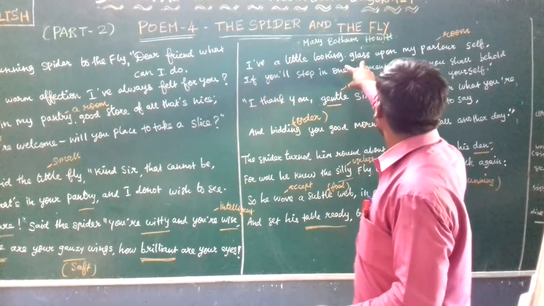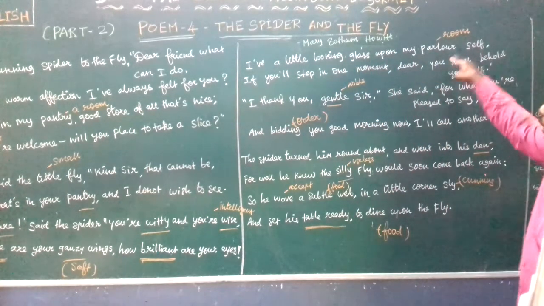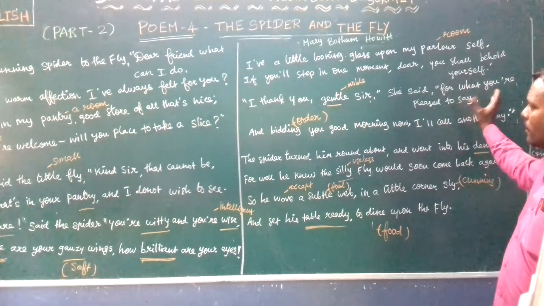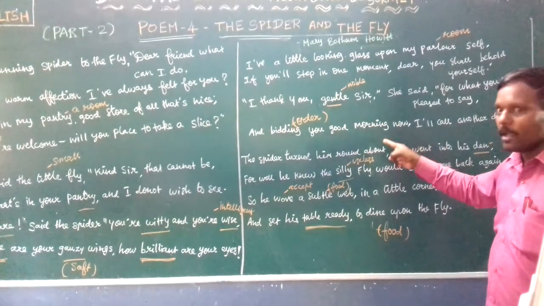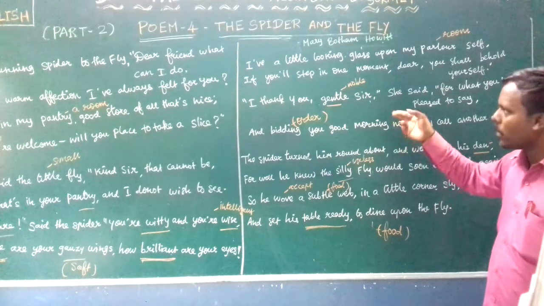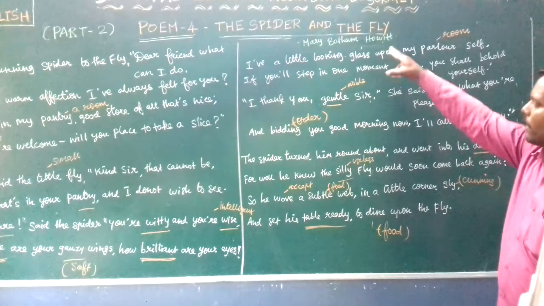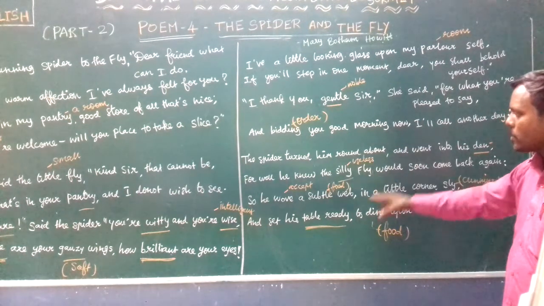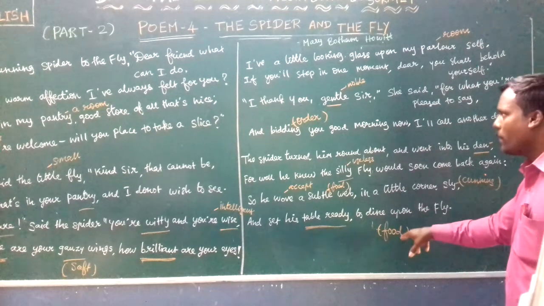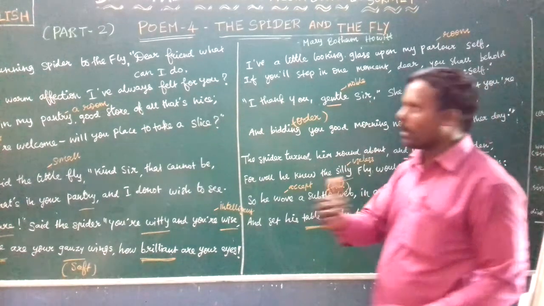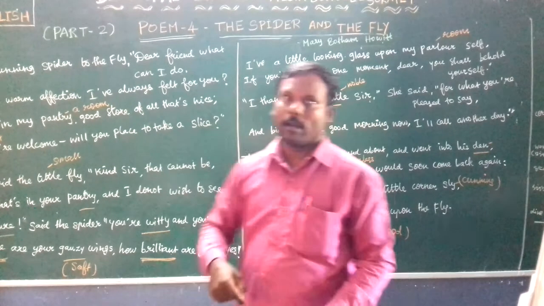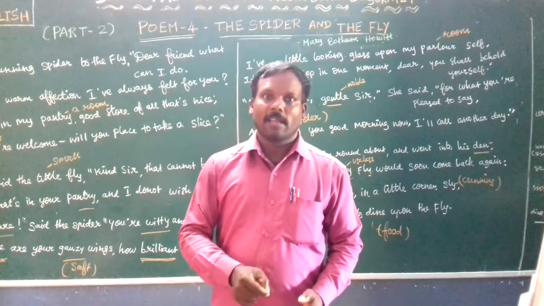The looking glass and all the words, the fly refuses all the words. But at last it has confidence. The spider has confidence to bring the fly back to his den, so it arranged his table for soft food. Whether the fly entered the spider web or not, we will discuss in the next video. Thanks for watching this video.